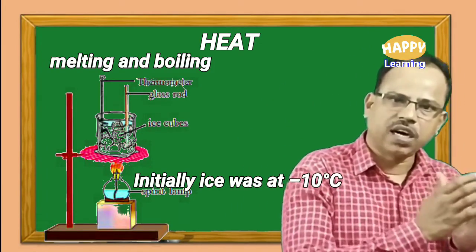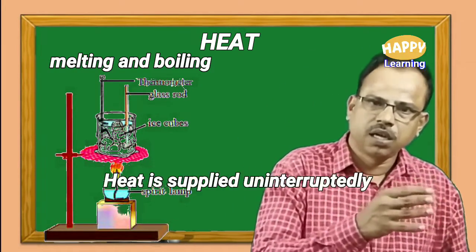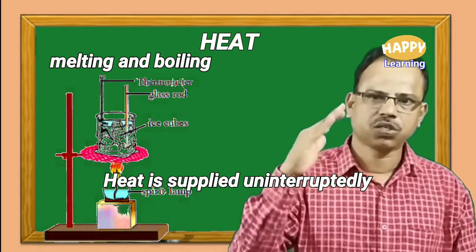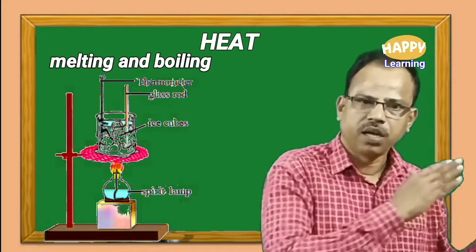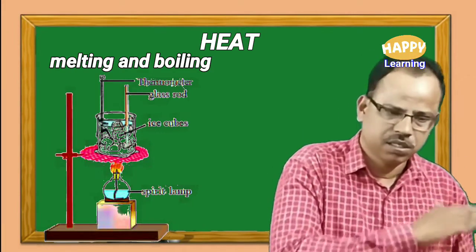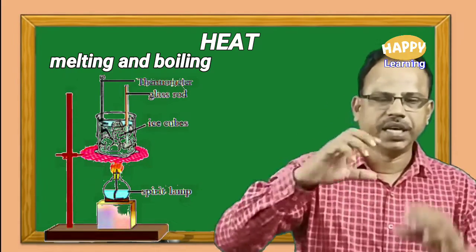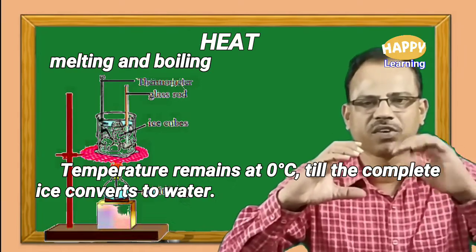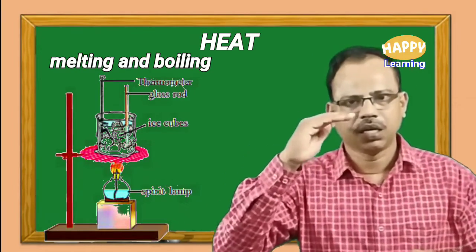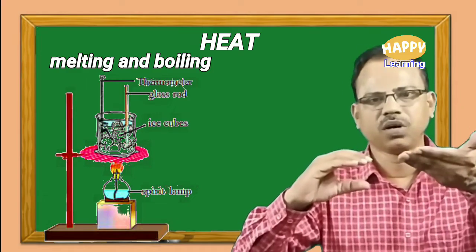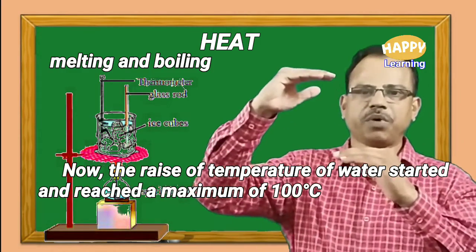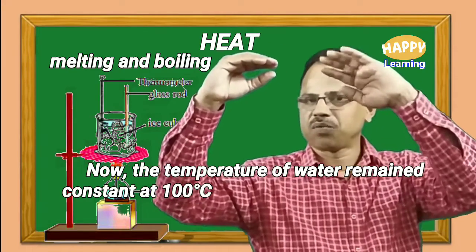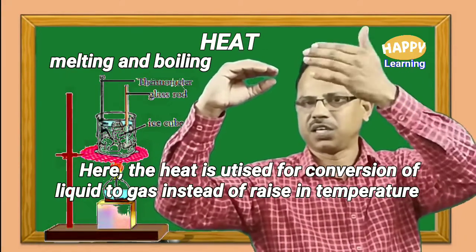We have started with the ice at -10 degrees Celsius. Heating is continued. There is no stop, non-stop heat supply is there. Initially, the temperature was -10, raised to 0 degrees Celsius. There, a halt for some time, temperature taken halt, conversion of phase taken place. When complete ice is converted into water, now the rise of temperature started and reached 100 degrees Celsius.